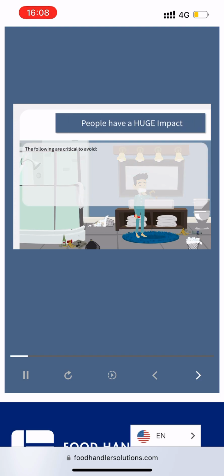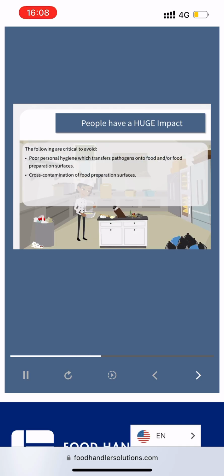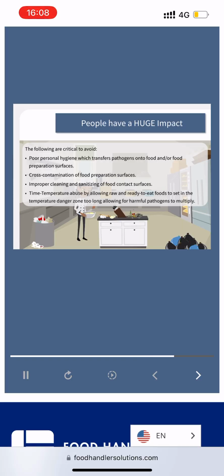The following are critical to avoid: poor personal hygiene, which transfers pathogens onto food and food preparation surfaces; cross-contamination of food preparation surfaces; improper cleaning and sanitizing of food contact surfaces; time temperature abuse by allowing raw and ready-to-eat foods to sit in the temperature danger zone too long, allowing for harmful pathogens to multiply.